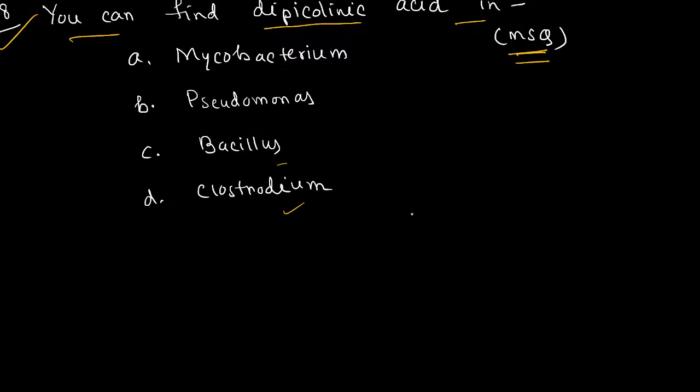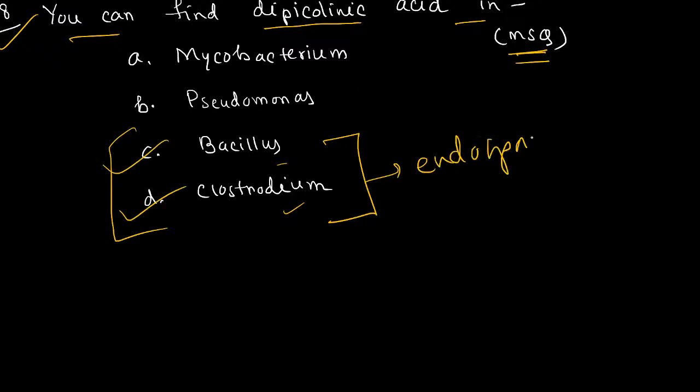So Shoma is saying it's Mycobacterium and Pseudomonas, Bacillus and Clostridium. Okay, those guys were saying CD. It's right. Bacillus and Clostridium form endospores. Yes, and dipicolinic acid is found in endospores.